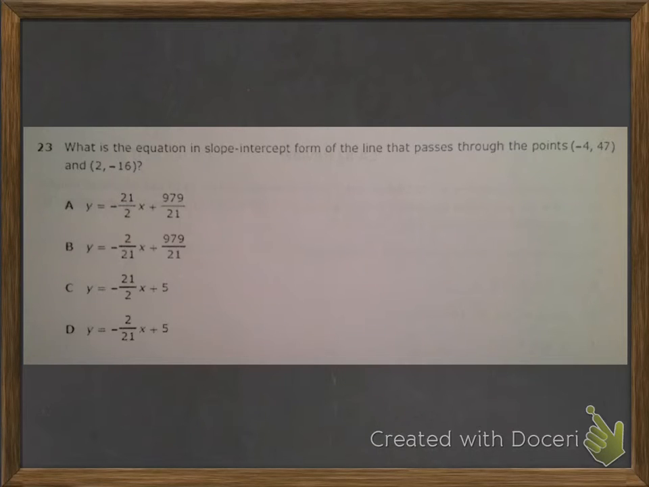Page 2, number 23. What is the equation in slope-intercept form of the line that passes through points (-4, 47) and (2, -16)? So whenever I've got 2 points and I need to write an equation, the very first thing I need to do is to find the slope. So remember, we've done this before.